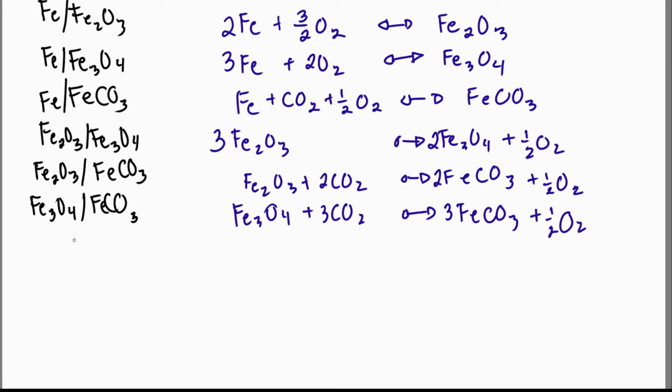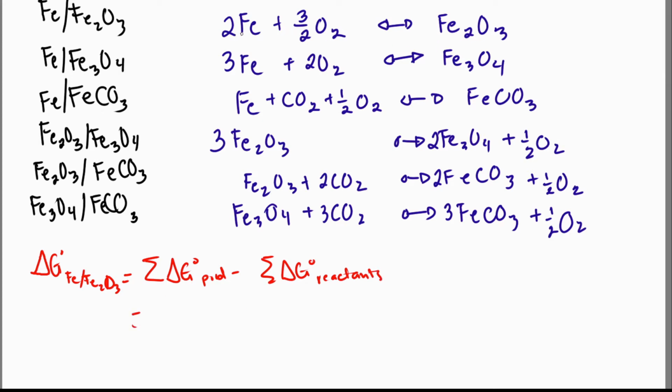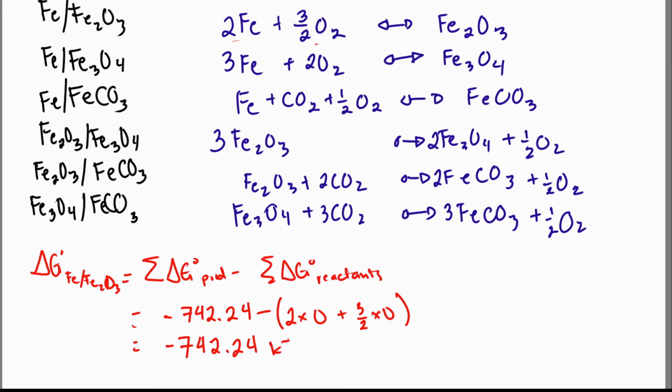We can then calculate the delta G naught, or the standard free energy change, for each of our reactions in the couples. So I'll just calculate the first one. We know delta G naught for the reaction, in this case Fe2O3, is just equal to the summation of the delta G naught of your products minus the summation of the delta G naught of our reactants. So in this case, we have Fe2O3 as the product, and Fe and O2 as reactants. For Fe2O3, delta G naught is negative 742.24, minus the reactants, this one and this one. You have 2 times 0 for Fe plus 3/2 times 0 for oxygen. If you calculate this, it will be equal to negative 742.24. This is in kilojoules per mole.